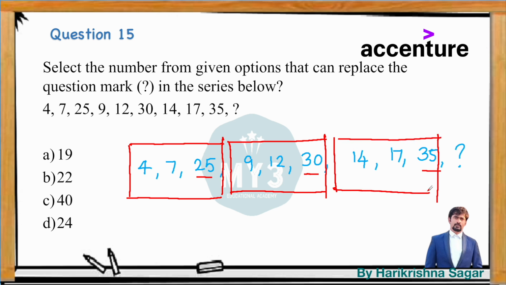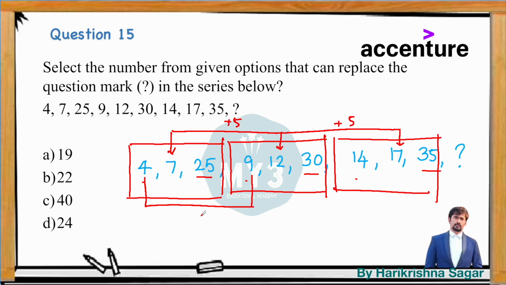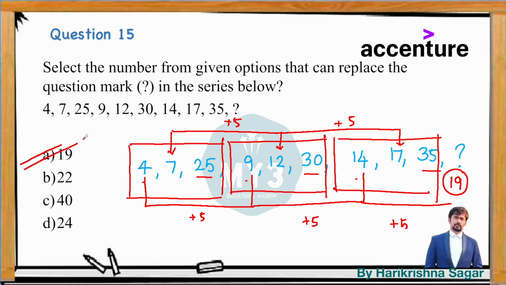If you observe this number, 4 plus 5 is 9, 9 plus 5 is 14. Similarly, if you look at this number, 7 plus 5 is 12, 12 plus 5 is 17. So these numbers are generated by adding 5. Here also we are able to see 4 plus 5 is 9 and 9 plus 5 is 14. So the next one will be 14 plus 5, which is going to be 19. The question mark should be replaced by 19 here. So mark the answer as 19.